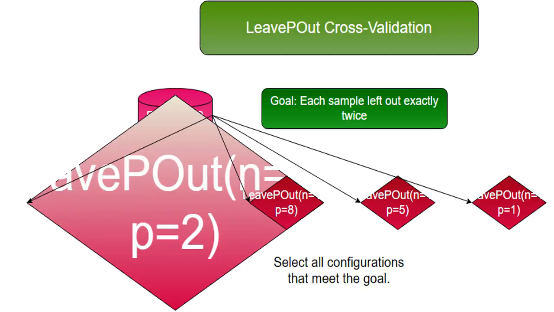Here, "N" represents the total number of samples, 10, and "P" represents the number of samples to leave out in each test set, 2. This means we're creating test sets of size 2. Will this configuration satisfy the requirement that each sample is left out exactly twice? Let's explore this using combinations calculations.